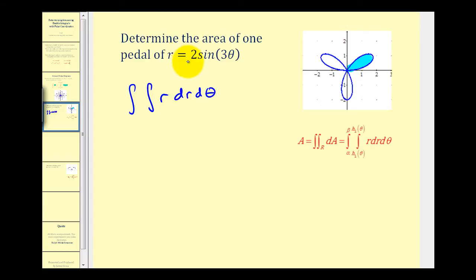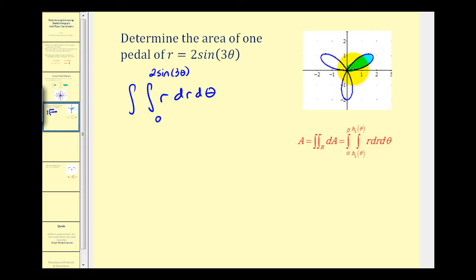Well, we know r is equal to 2 sine 3 theta, so for one of these petals, the radius will start at 0, go out to the end here, and then come back. So we know r is going to start at 0, and it'll be traced out by 2 sine 3 theta. For the limits of integration for theta, we're left to determine what interval for theta would trace out one petal.